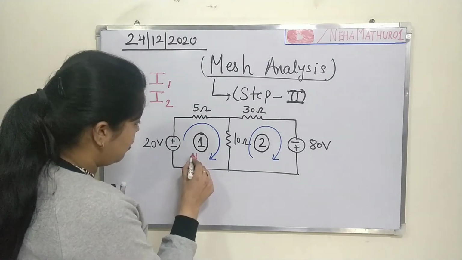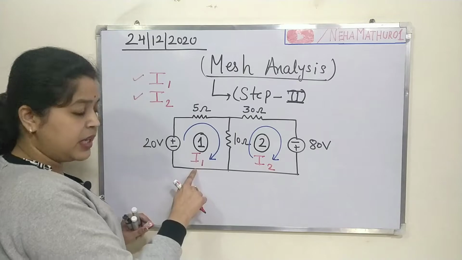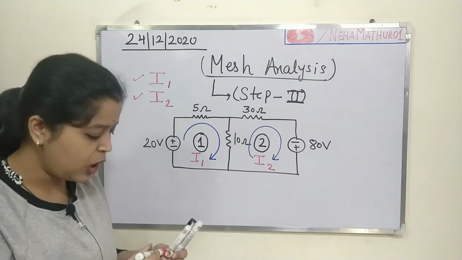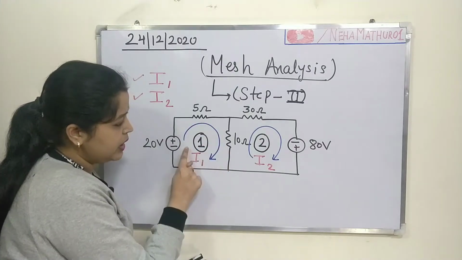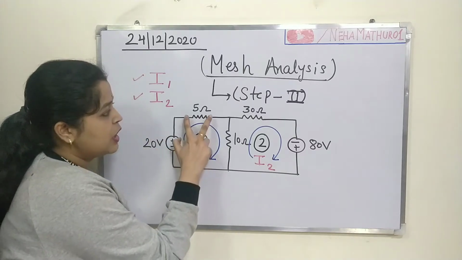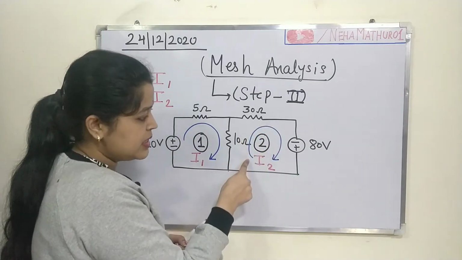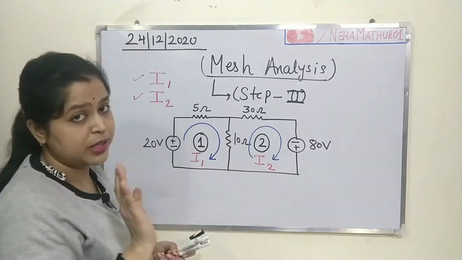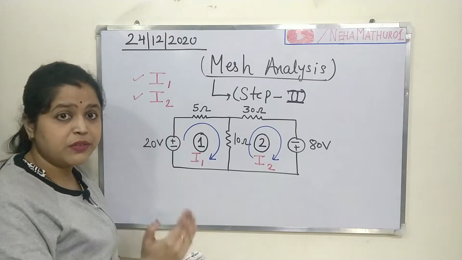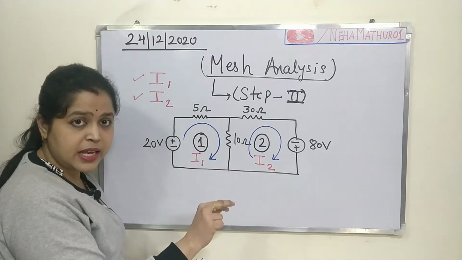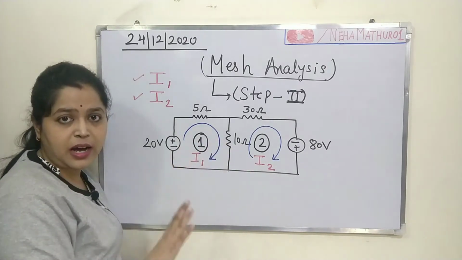And one more important thing, you should mention the direction of the current also. Just like for this mesh you are taking I1 and for this you are taking I2. Now one thing is clear: the I1 current is flowing in this mesh, that means across the 5 ohm resistor I1 is flowing. Similarly, for the second mesh, across the 30 ohm this I2 current is flowing, but this 10 ohm resistor is like a sandwich between these two meshes. So you can say that across this 10 ohm resistor I1 and I2 both currents are flowing.